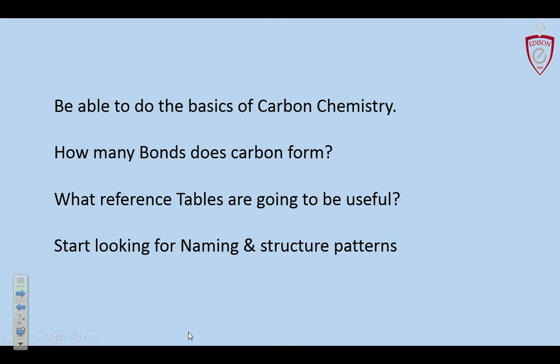Recap. You need to know the basics of carbon chemistry. Specifically, how many bonds does carbon always form? Four. What reference tables are going to be useful? P, Q, and R. And I want you all to start looking for naming and structure patterns because that's what this unit's really going to be about. Name to structure, structure to name, back and forth. It's going to be heavy on practice, and you're going to find that once you get a feel for the naming structure and how it's the same for all of them, it's going to start making sense, and you're good. Thank you, young Padawans. Keep on learning.